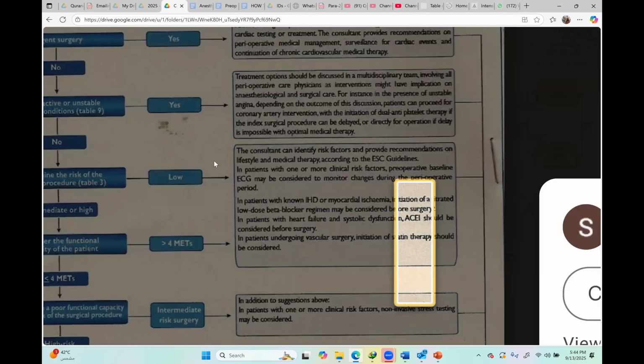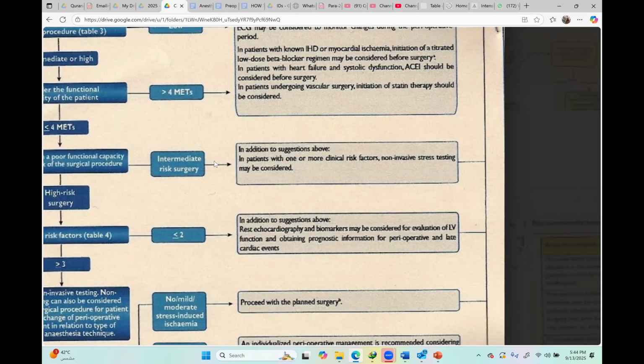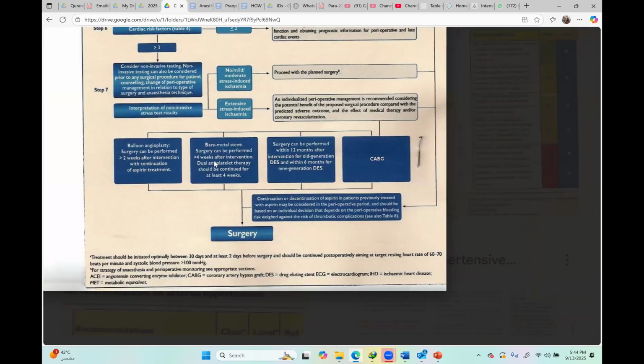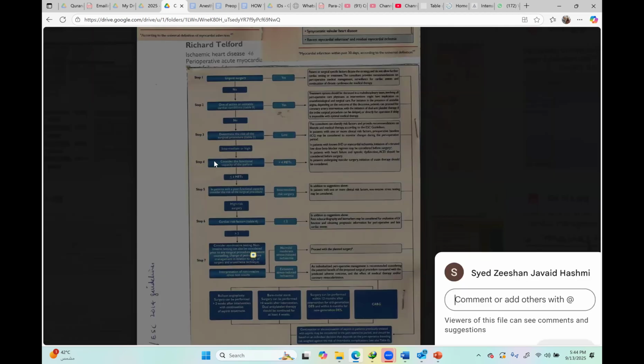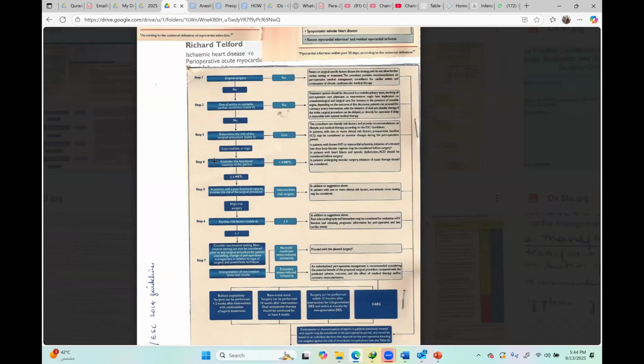Echo, not all patients require echo. According to the steps I told you: the urgency of surgery, active cardiac condition, risk of the surgery, functional class, and then the risk factors. According to those, you will evaluate, and then you will decide if it is more than one or more than two clinical risk factors, and then you will take the patient for echo.